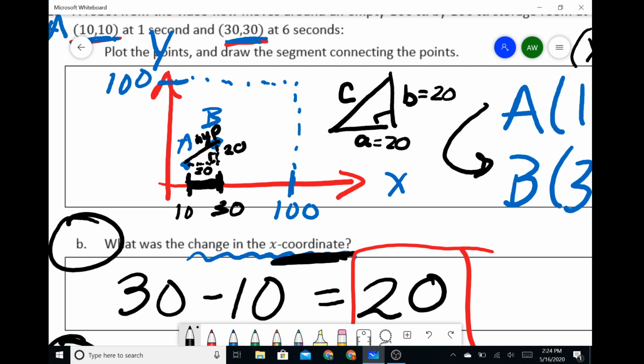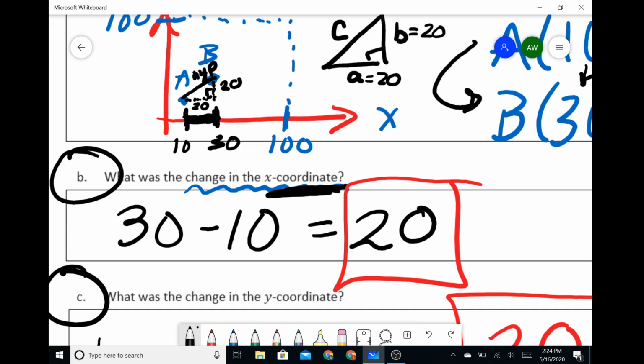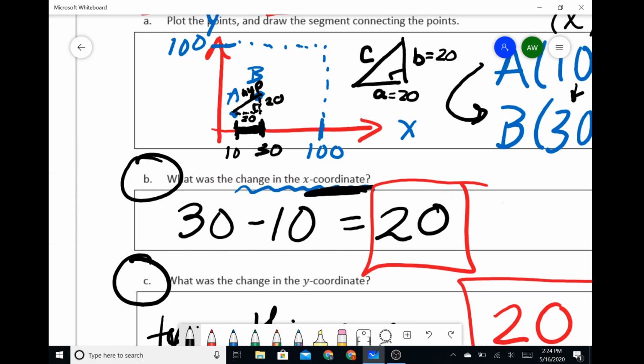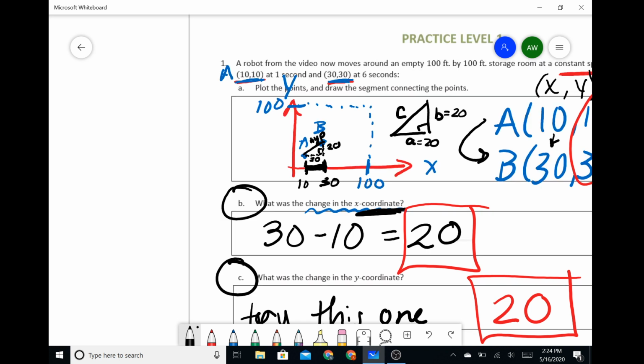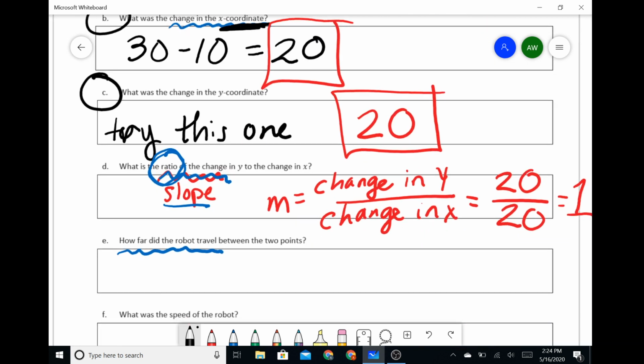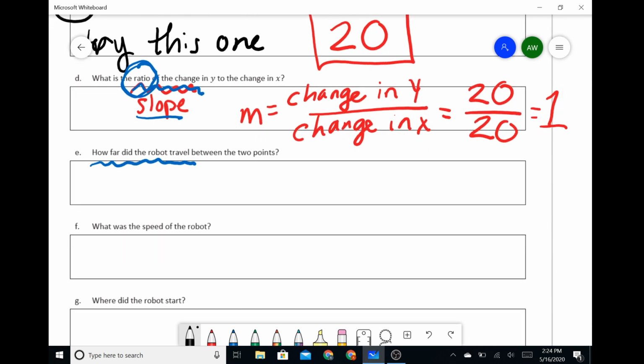is 20. So I'm going to have to jump away from this and hop back down to the other question. But if you need to pause me, go back a little bit, and finish that up. Remember that I'll ask you before we move on to the next question. So if you need to pause it and look at that other picture, you certainly can. Okay. So how far did the robot travel between the 2 points?